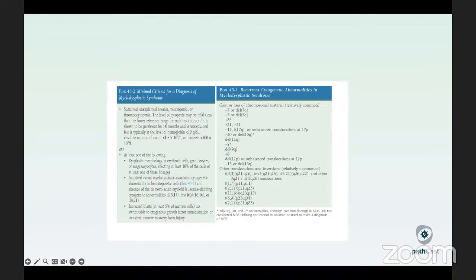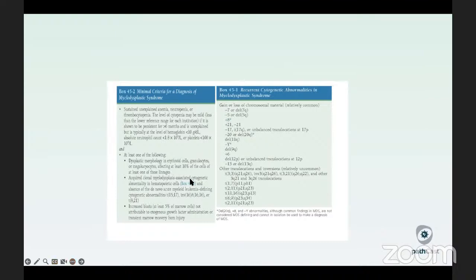Plus, in addition to the cytopenia, we have to have at least one of the following. First thing is dysplastic morphology, as I showed in erythroids, granulocytes, or megakaryocytes, and the cutoff is 10%. So to call it dysplastic change, we have to have at least 10% of each cell line to call it a dysplastic line. Dysplastic megakaryocytes, at least 10% of the megs are dysplastic.